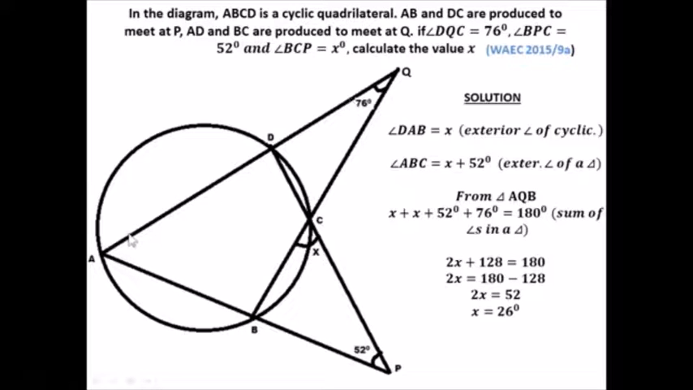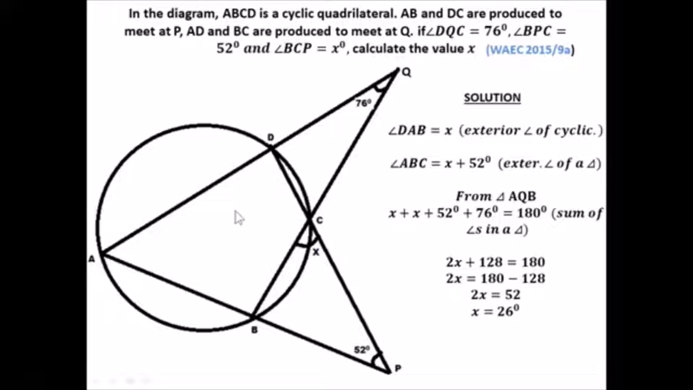You are told that AB is produced to P, and line DC is also produced to P. You're also told that line AD is produced to Q, and line BC is also produced to Q. Then angle DQC is 76 degrees, angle BPC is 52 degrees, and angle BCP is x degrees. You have to calculate the value of x.